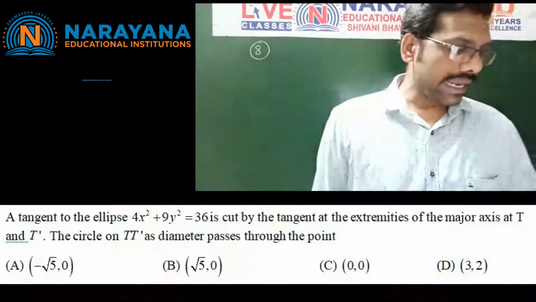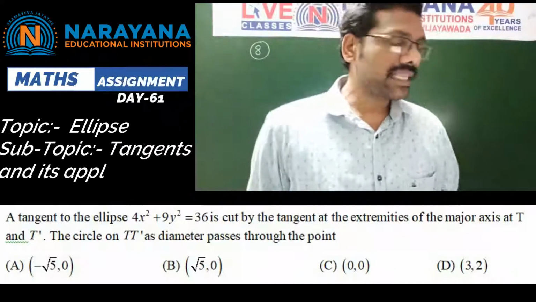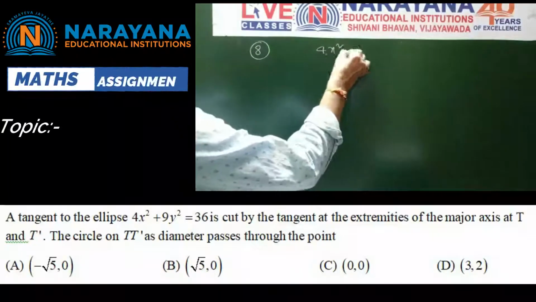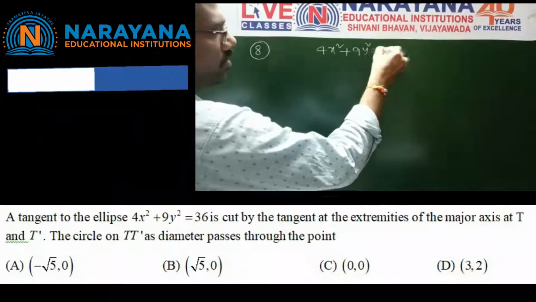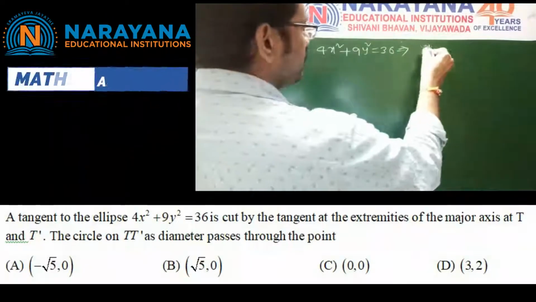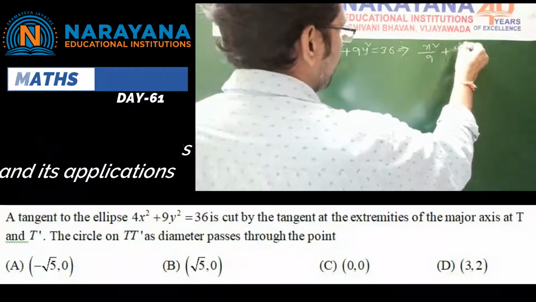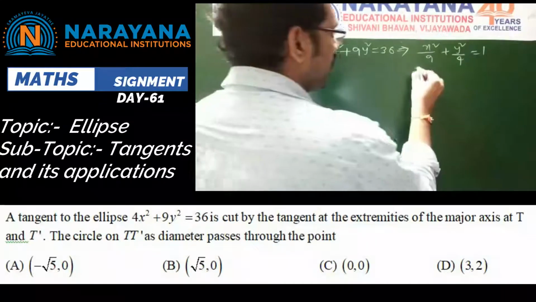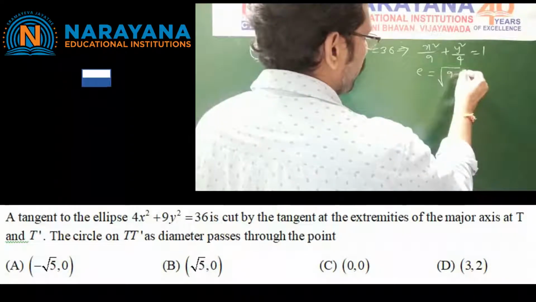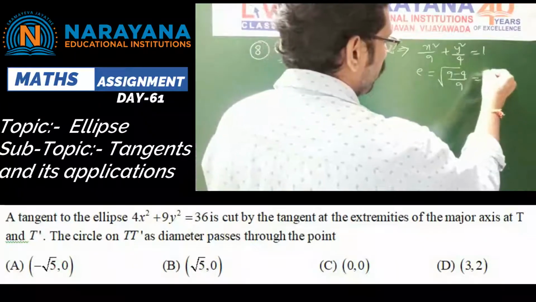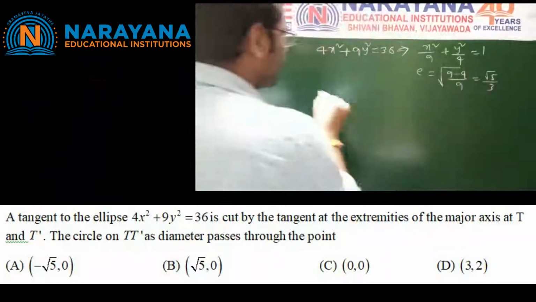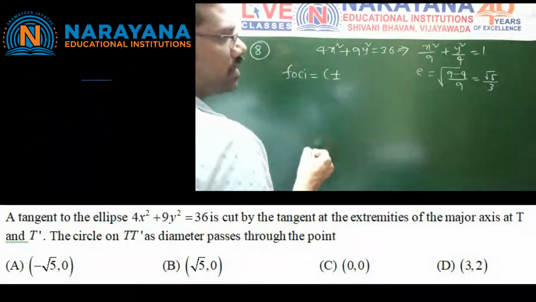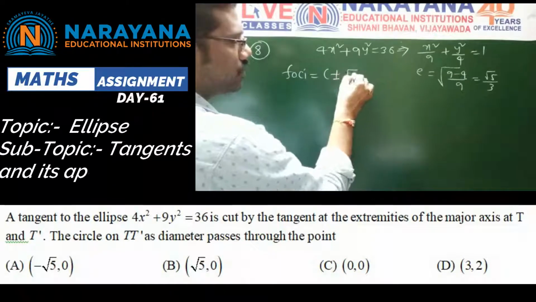This is question number 8. A tangent to the ellipse 4x square plus 9y square is equal to 36. First convert to standard form: x square by 9 plus y square by 4 is equal to 1. What about eccentricity? E is equal to root of big minus small by big, E is equal to root of 9 minus 4 by 9, that is equal to root 5 by 3. What are the foci? The foci are plus or minus AE comma 0, that is plus or minus root 5 comma 0.